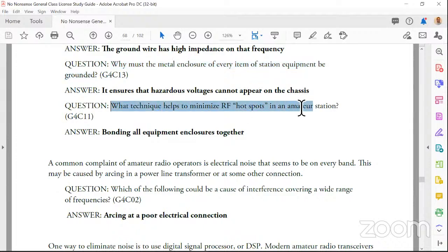Next question. What technique helps to minimize RF or radio frequency hotspots in an amateur radio station? So we had talked about bonding the last time, the importance of bonding all your equipment together. That's why you do it, to avoid your RF hotspots. You don't want to touch it and then get an RF burn or a zap. So you bond all equipment enclosures together.